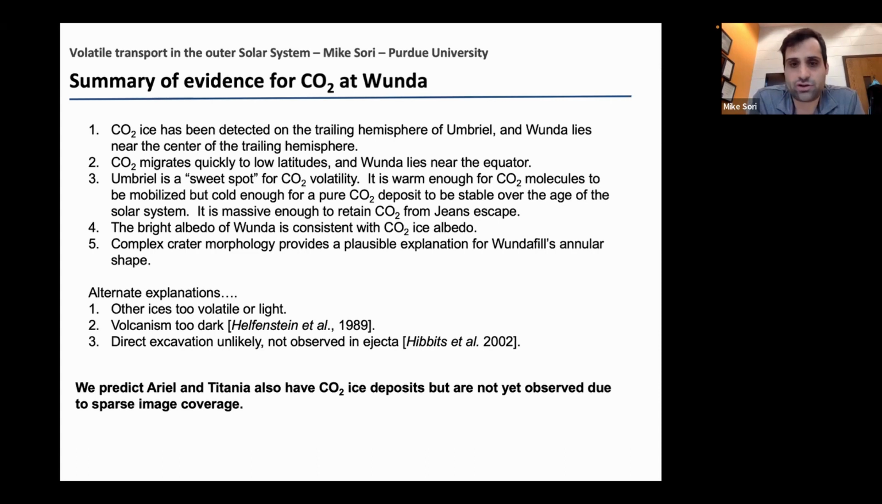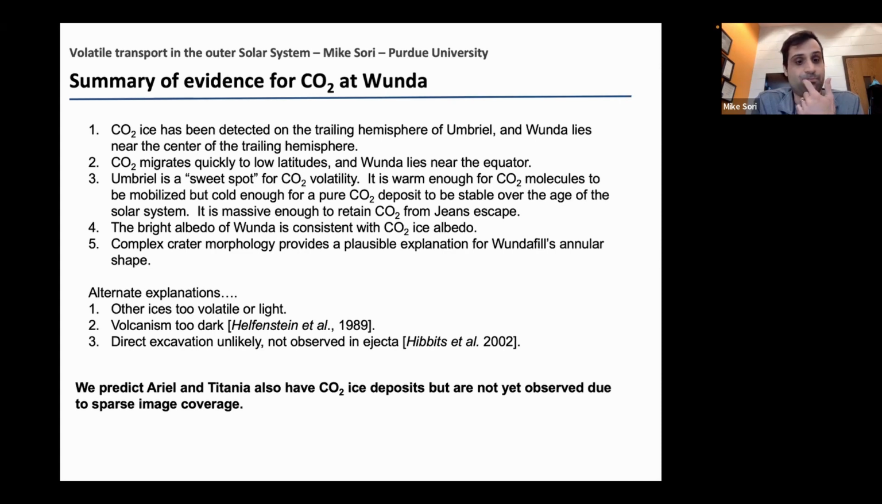Hibbets et al. 2002 have talked about activation of CO2 on Callisto in the Jupiter system, which I think is possible, but we see this really on the floor of this crater and not so much in the ejecta. So that's why I leaned a little bit towards the other origin here, although it's still something that can be tested.